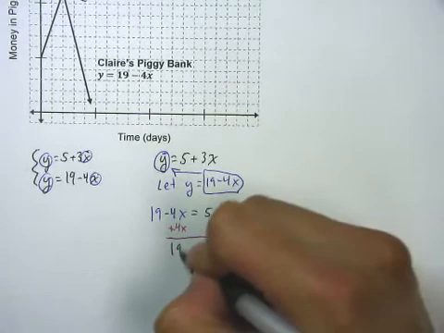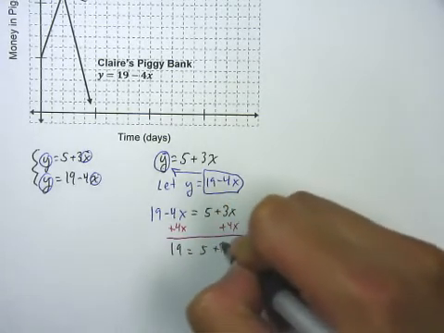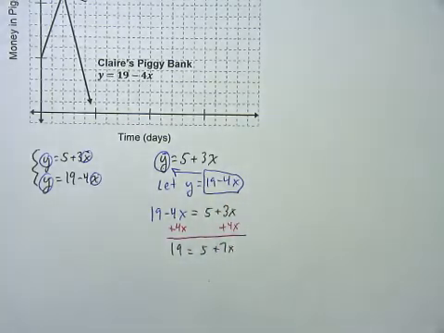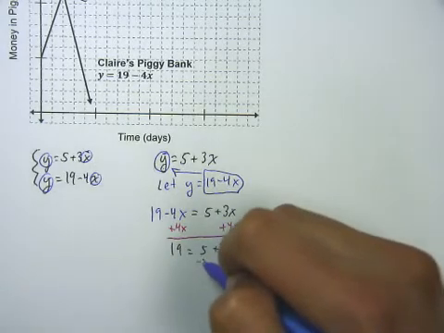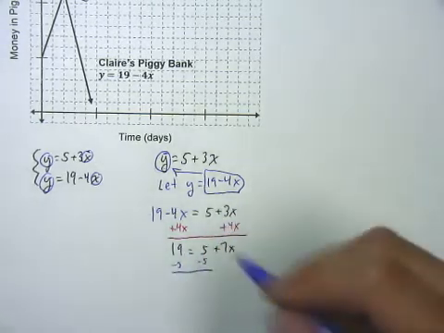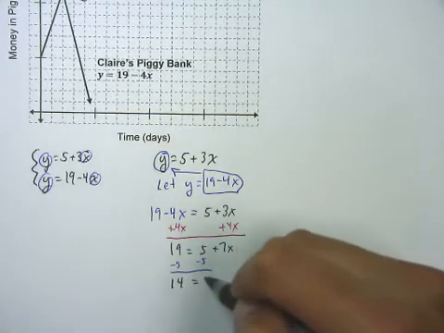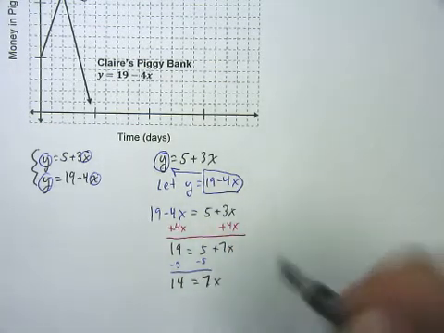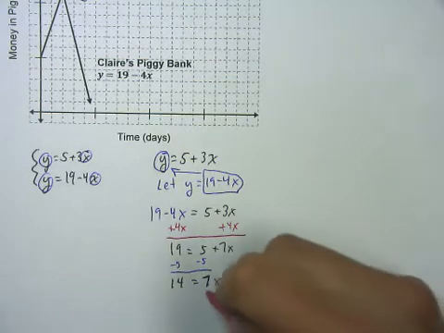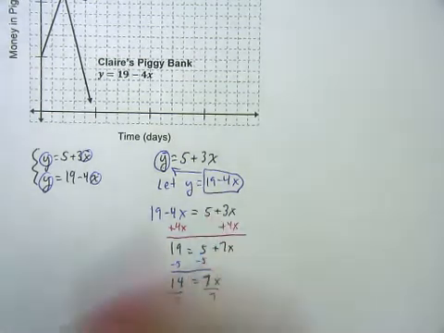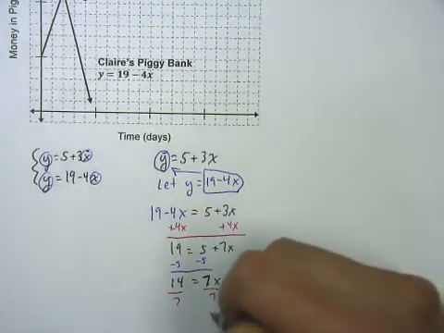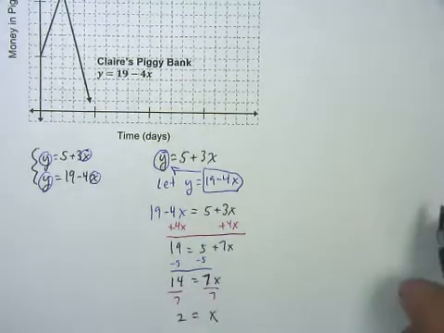So that gives me 19 equals 5 plus 7x. And then I'm going to subtract 5 from both sides, which gives me 14 equals 7x. And I'm going to here divide both sides by 7, which gives me x equals 2, or 2 equals x.